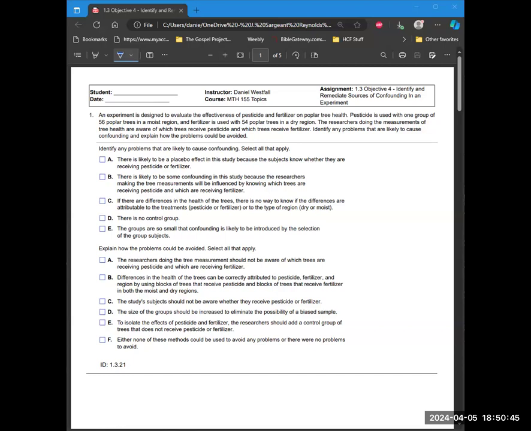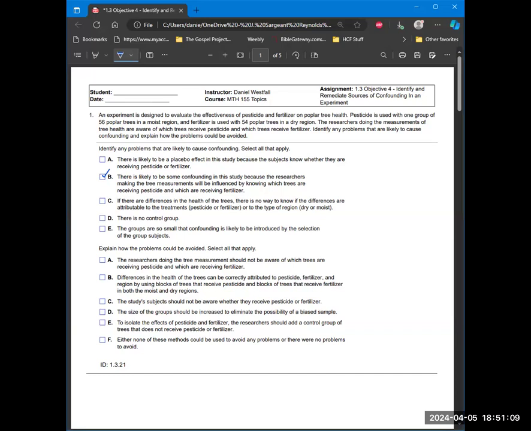There's likely to be some confounding in the study because the researchers making the tree measurements will be influenced by knowing which trees are receiving pesticide and which are receiving fertilizer. So that's an option right there, because there's no control group and there's no blinding in the study.